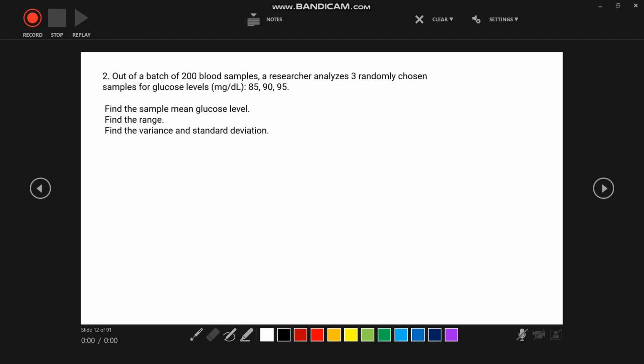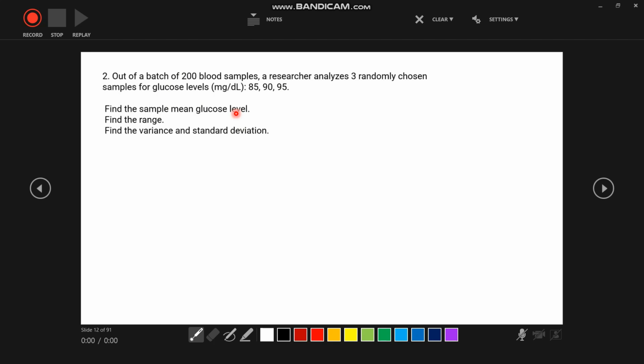So we have another question. The question says, out of a batch of 200 blood samples, the researcher analyzed 3 randomly chosen samples for glucose level, and the 3 samples are 85, 90, 95. Now, the total blood sample is 200, but the researcher only used 3 samples. So this is selected data. 3 are selected from that 200. So we use sample variance.